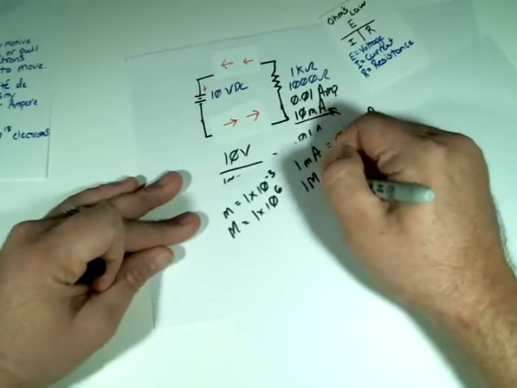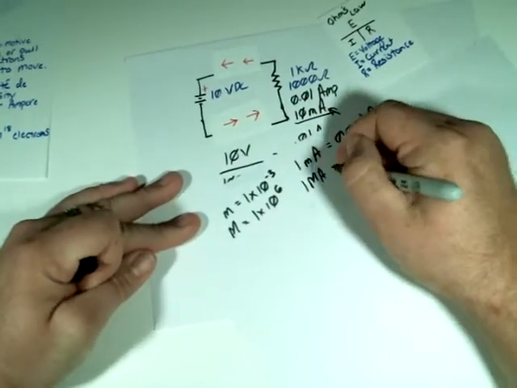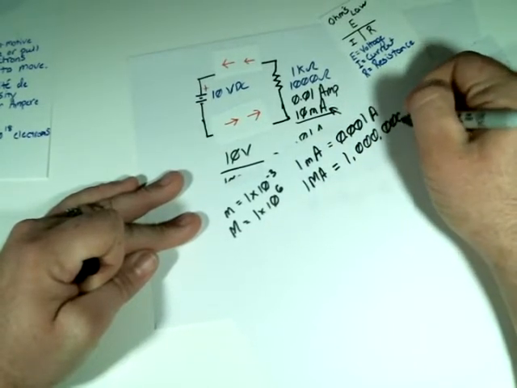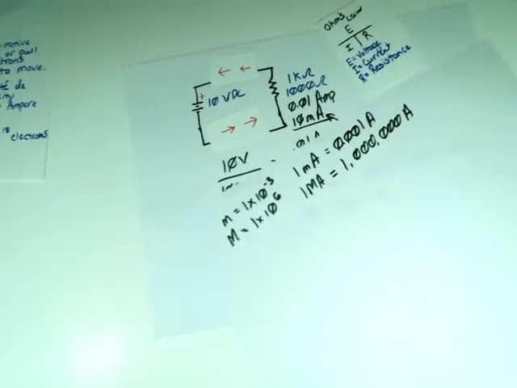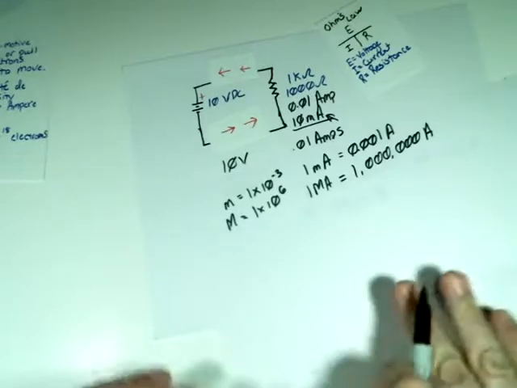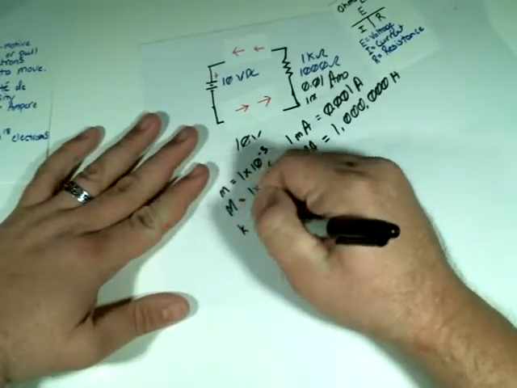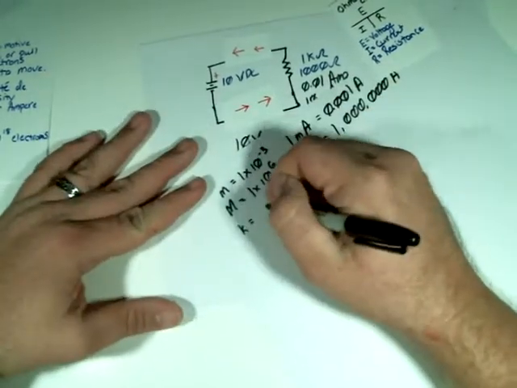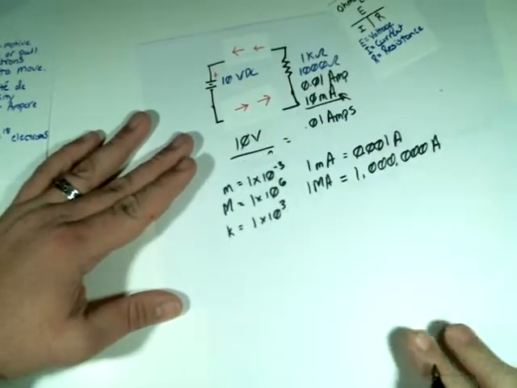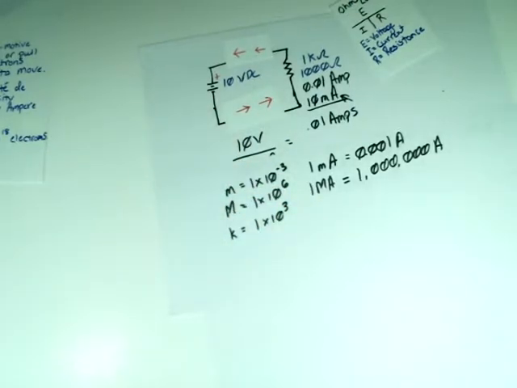So 1 mega amp is equal to 1 million amps. It's like Dr. Evil, 1 million amps. 1 mega amp would be very dangerous. I don't advise playing around with it. Then you also find a lowercase k for kilo, and that's 1 times 10 to the positive 3. And you'll see that a lot when dealing with resistors.